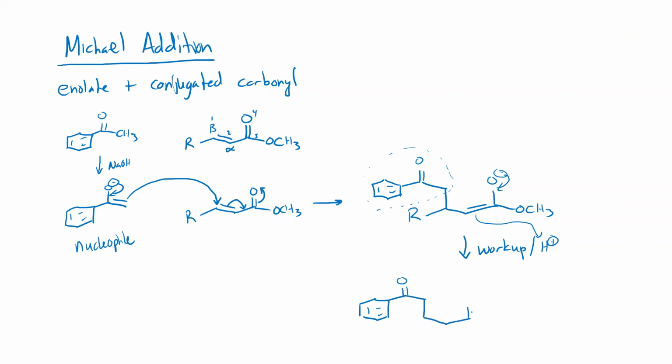that end up being kind of far apart. Right? Because we're adding to the beta position, we end up with this carbonyl from our enolate being kind of way over here, if this is carbon 1, and then the carbonyl from our conjugated carbonyl being over here on carbon 5. So we get this 1,5 dicarbonyl. Right? Michael additions, the addition of an enolate to a conjugated carbonyl compound, will always give you a 1,5 dicarbonyl product.